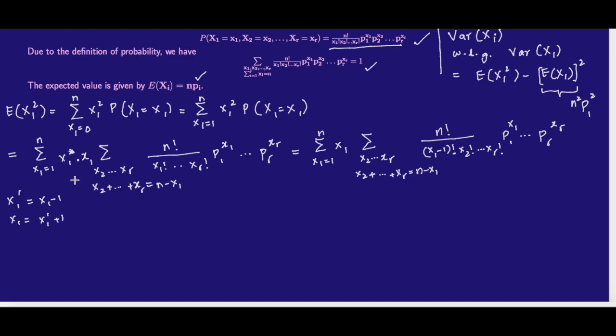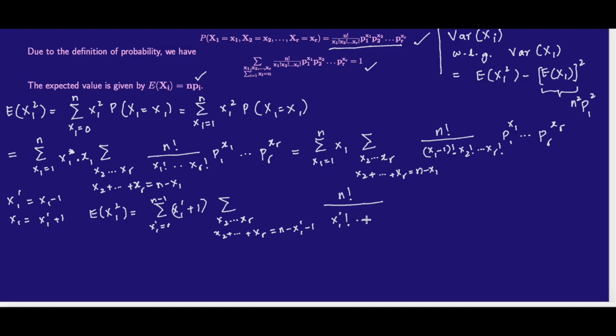Correct? Okay, so now I will do this. From here, I will say E of X1 squared is equal to the sum over x1 prime from 0 to n minus 1, then the sum over x2 up to xr such that x2 plus ... plus xr equals n minus x1 prime minus 1, of n factorial divided by x1 prime factorial up to xr factorial, times p1 to the x1 prime plus 1, p2 to the x2, up to pr to the xr.